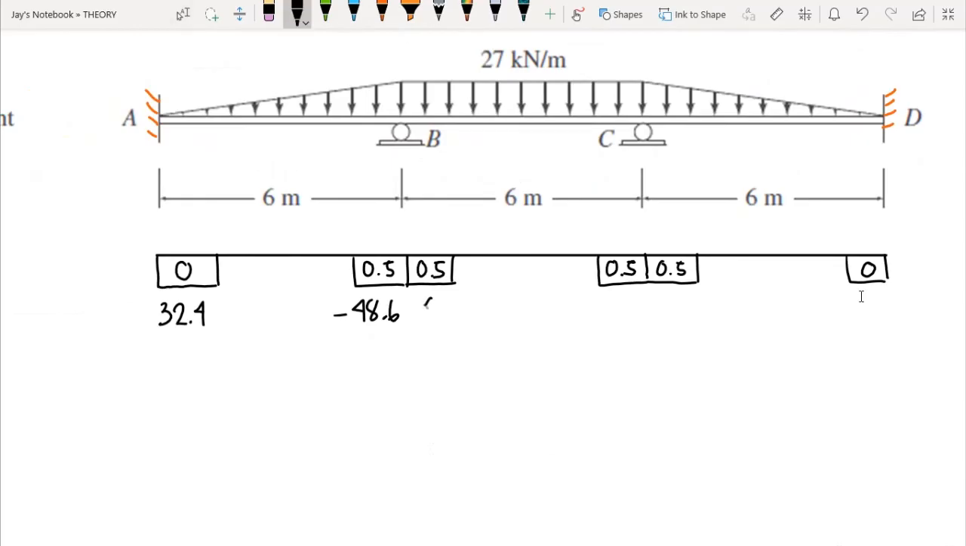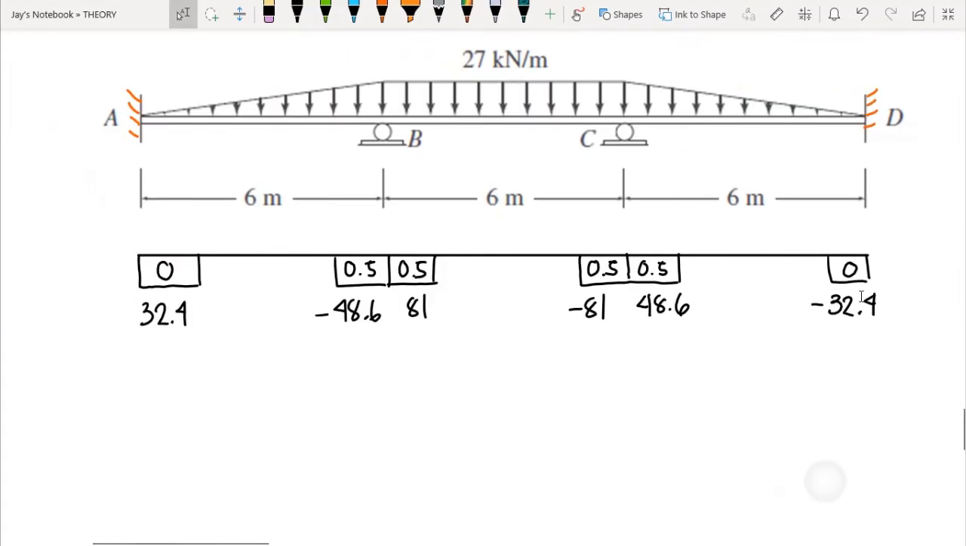For BC, we have positive 81. And CB, we have negative 81. For CD, we have here positive 48.6 and negative 32.4 at DC. So we can now use the traditional or the general method.